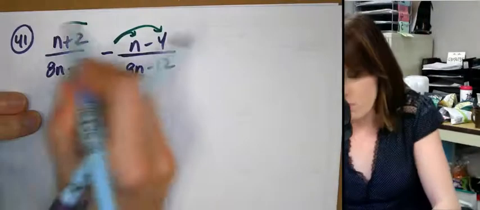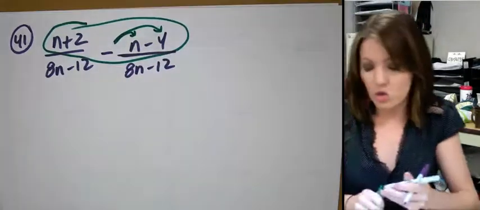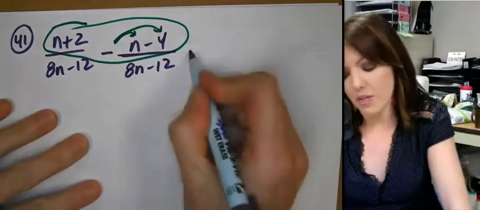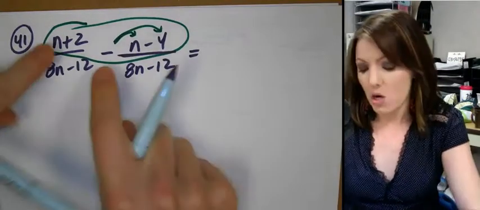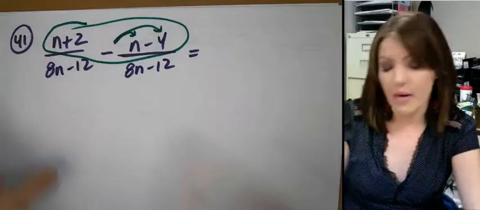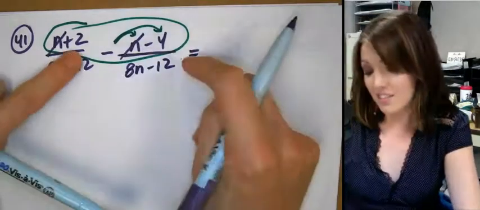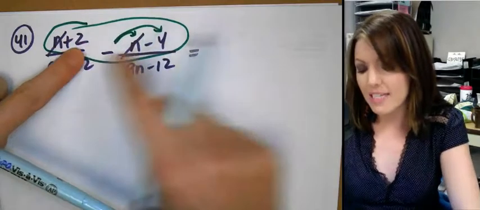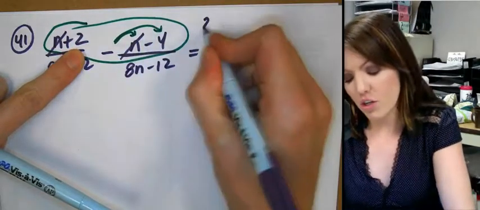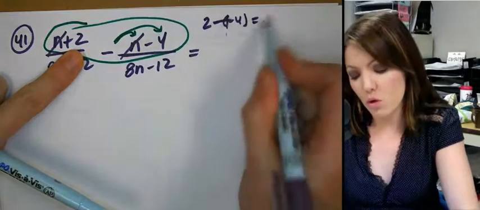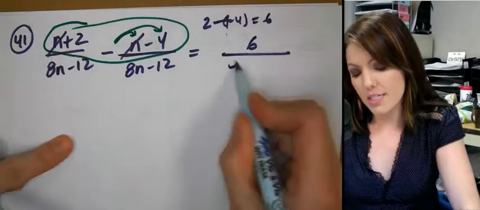Okay, when we are subtracting, we want to make sure we distribute that subtraction sign to everything to the right of it. Okay, so let's see. When we combine the n's, n minus n, yay, something canceled. 2 minus negative 4. What do you think in your head? 2 minus negative 4 is the same thing as 2 plus 4, which is 6. So it's 6 over 8n minus 12.